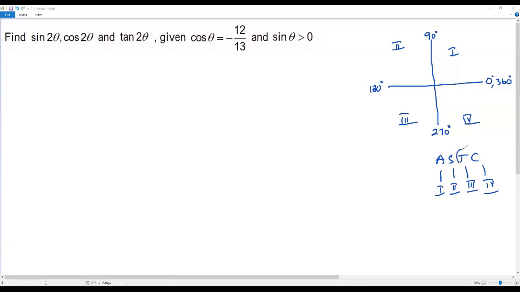For the third quadrant we have T, that means only tangent and cotangent are positive in the third quadrant, the rest are negative. And for the fourth quadrant we have C. C means cosine and its reciprocal secant. Only these two trigonometric ratios are positive in the fourth quadrant.